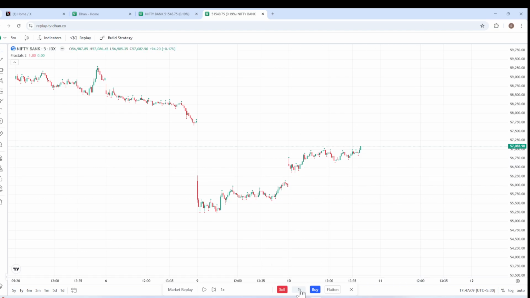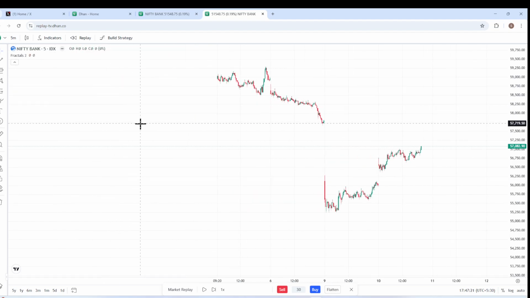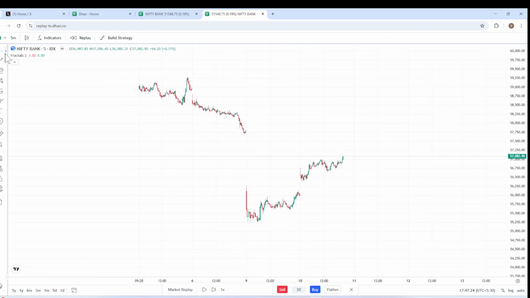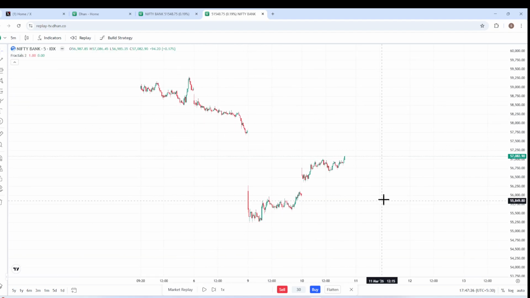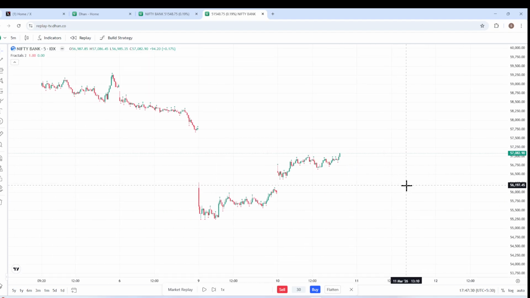Okay, so this will make it 30. Usually it's 30 quantity, I don't know. Let's see. Okay, now we are in the middle of some Bank Nifty. The backward data is also not available because this replay does not give me a larger range.